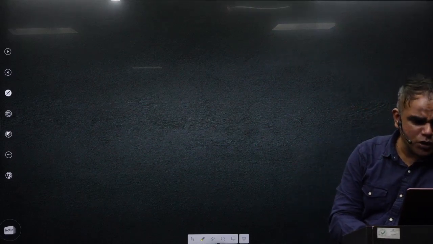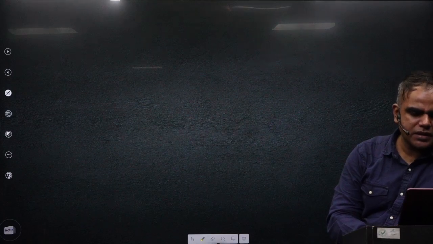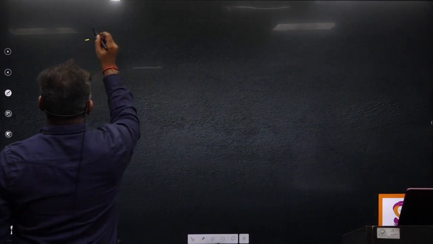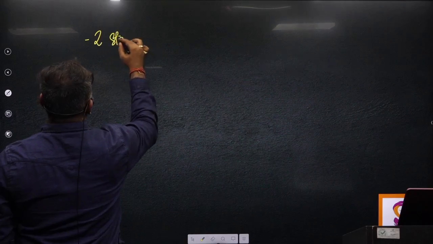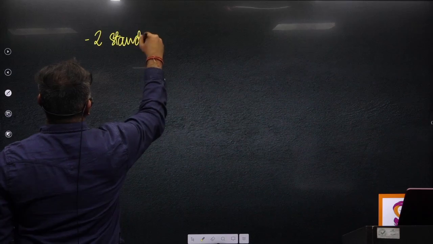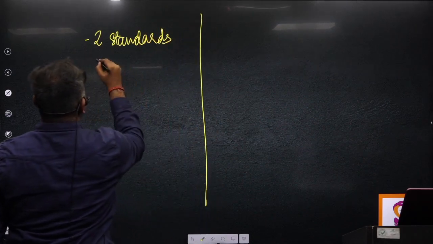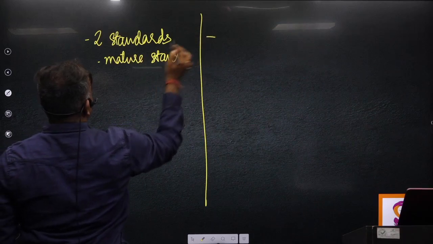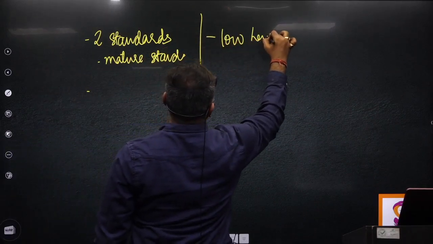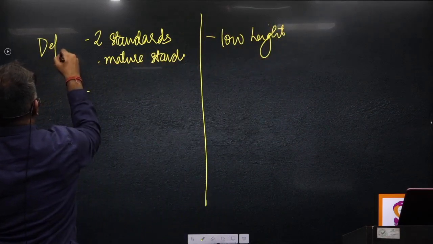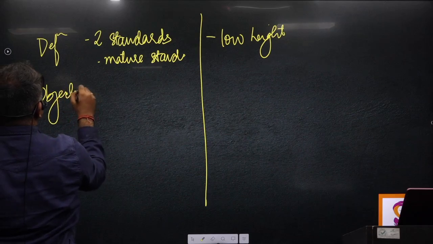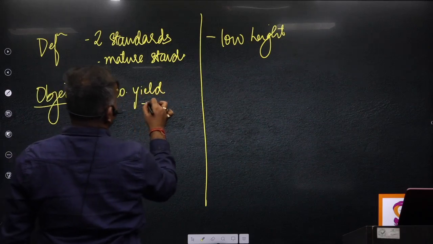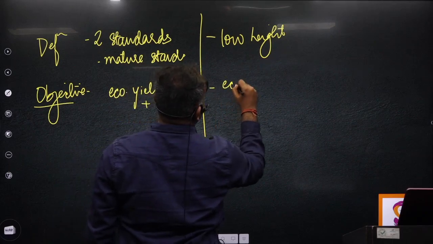Now if I were to tell you about the difference, the very first thing is that coppice with standards is almost a two-standard, or almost a two-system. On one side you have mature stands and on the other you have this coppice. Here you have these low height ones. So one is the definition, the other is the objective. The objective here can be to maximize economic yield or timber production, alongside the regeneration. Here also regeneration, but for ecological purposes.